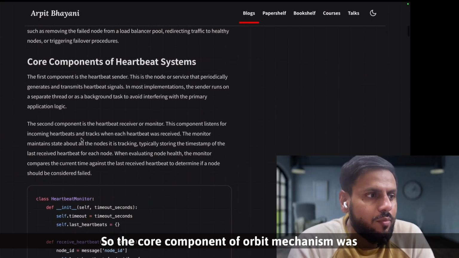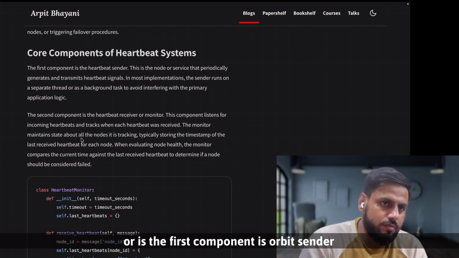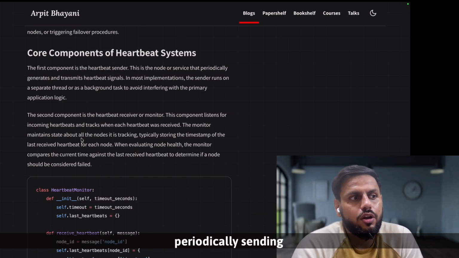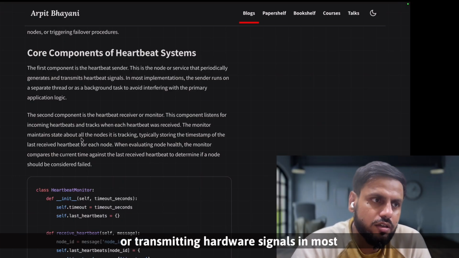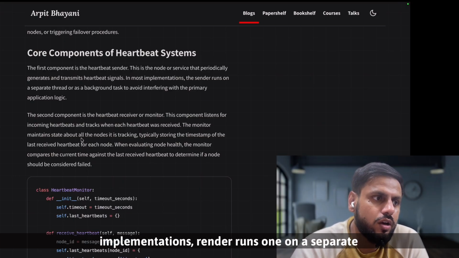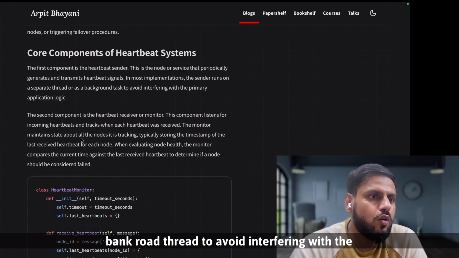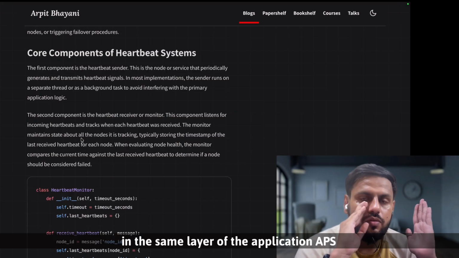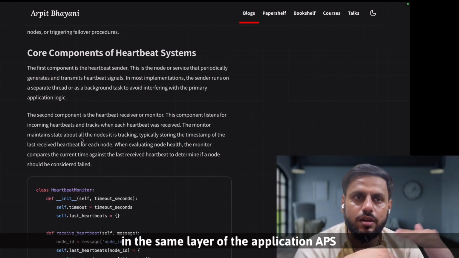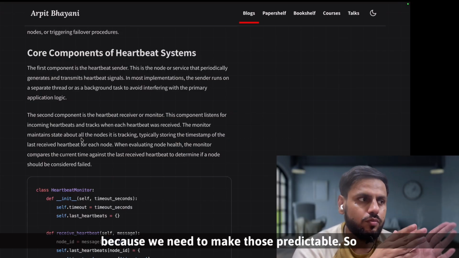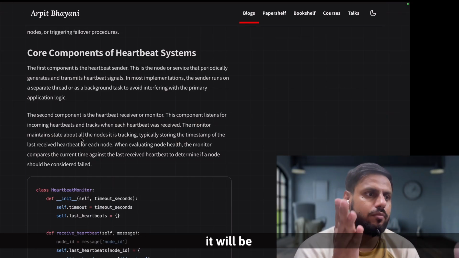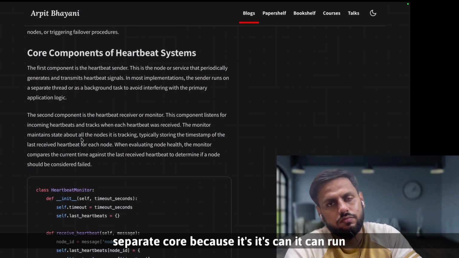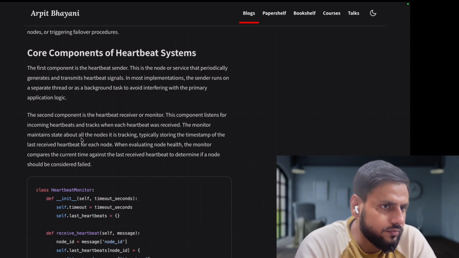So the core component of the heartbeat mechanism, the first component, is the heartbeat sender. This is the node or service periodically sending or transmitting heartbeat signals. In most implementations, the sender runs on a separate, background thread to avoid interfering with the primary application logic. So it will not be in the same layer as the application APIs, because we need to make those predictable. It will be running on a separate thread or maybe a separate core, because it can run in parallel.